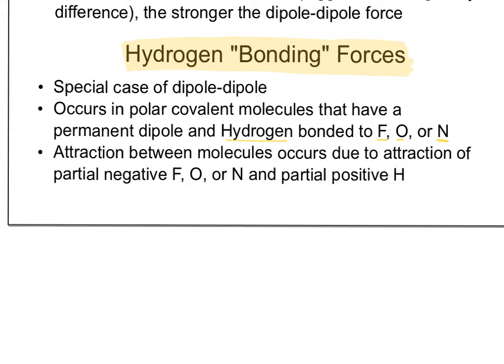And then what happens is I get an extrapolar molecule. When I clone that extrapolar molecule, the extra partial negative in one molecule is attracted to the extra partial positive in another. So if I were to draw this on paper, it would look just like dipole, but the difference is this is an extra strong dipole force. I call it dipole on steroids. It's called hydrogen bonding forces.